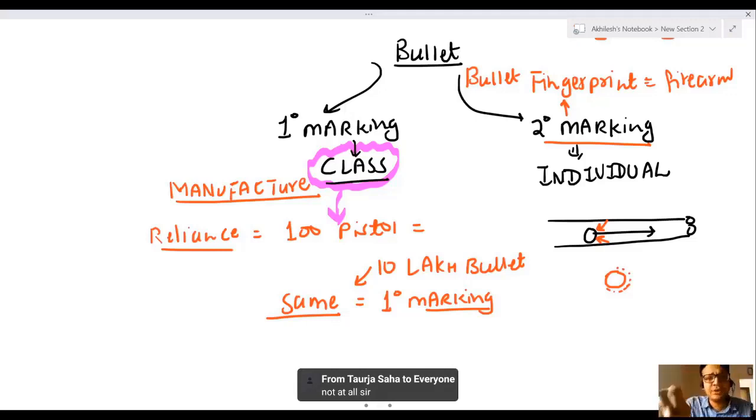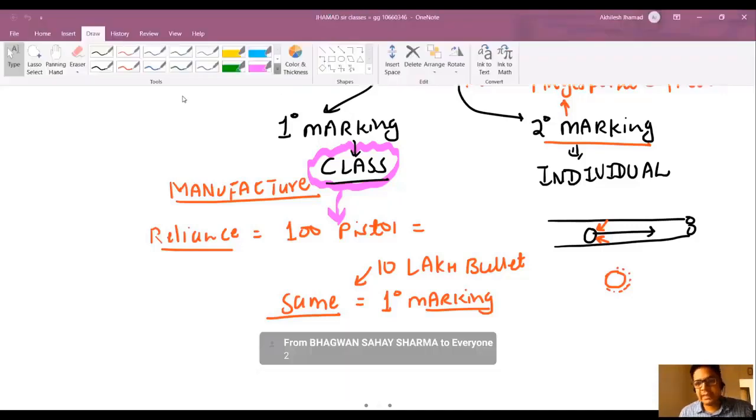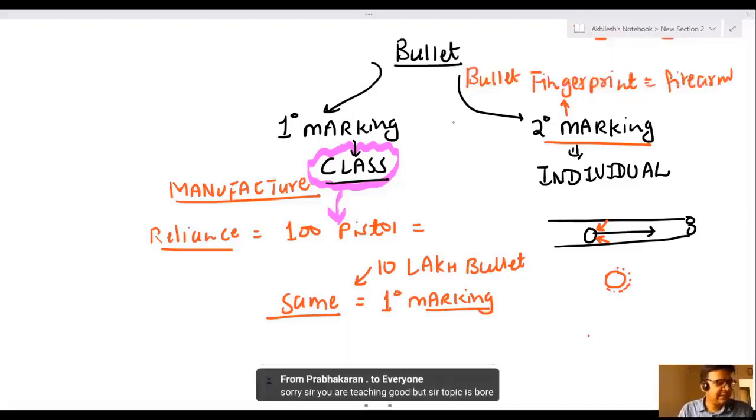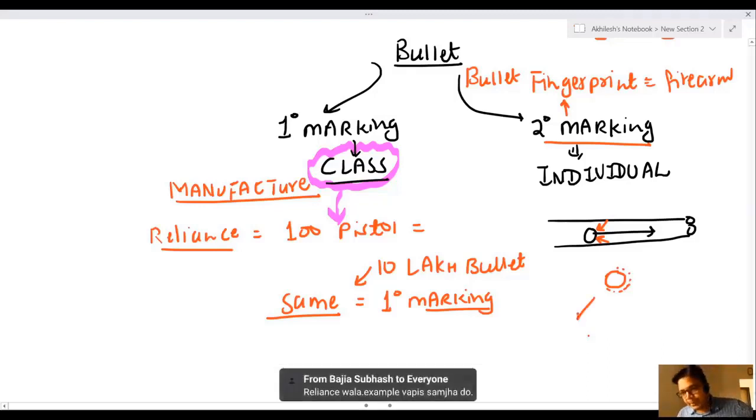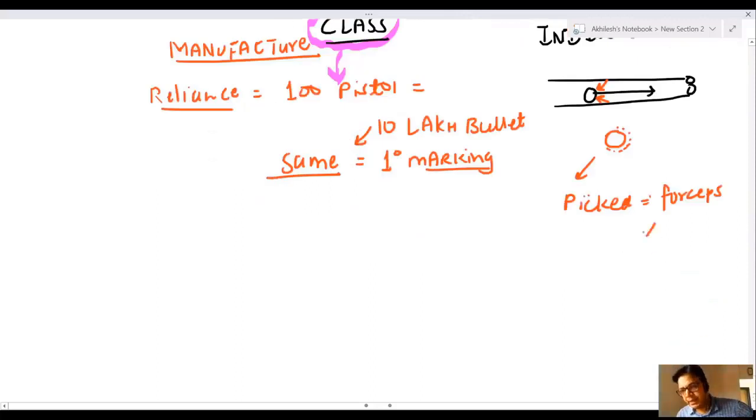Now, Doctor, if you get a question: bullet fingerprint is an example of primary marking or secondary marking? Secondary marking. Another question: see, this is a bullet. You pick this bullet with an instrument like forceps, and this forceps produces a marking on the bullet. This is also a secondary marking.